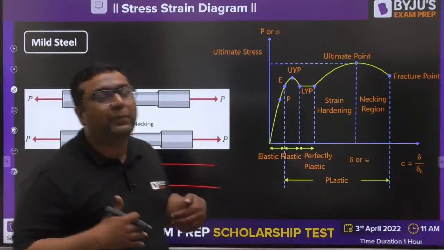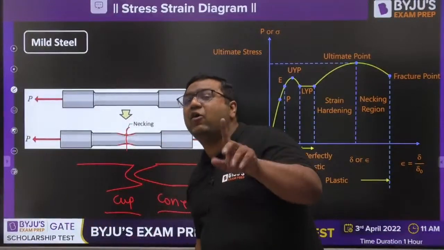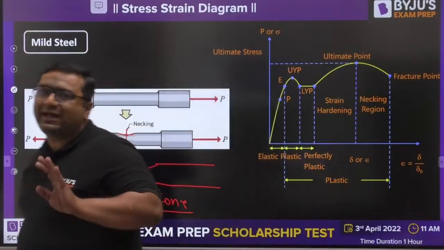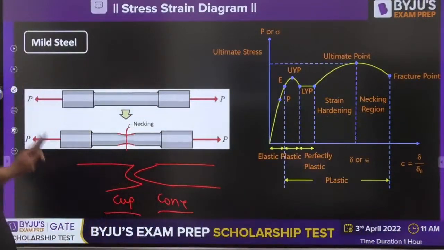For others, I would be re-explaining this at the time of transformation of stresses. Okay, so my dear, this is a wonderful diagram for mild steel. I feel everybody is getting it.